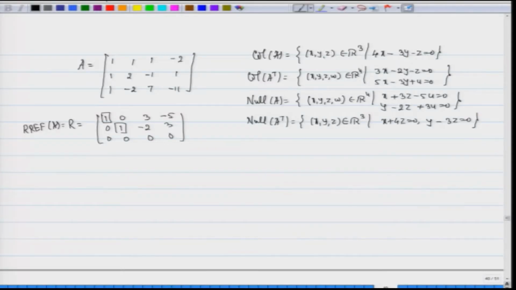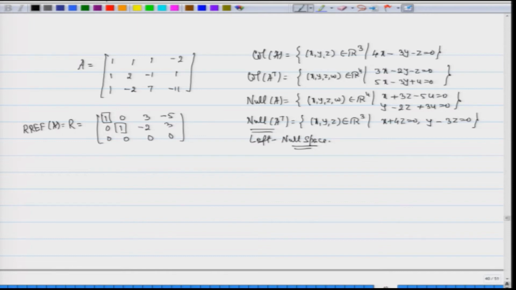All right, so let us go back to the previous example in the last class. I have just written them down. I had the matrix A, I had computed the RREF of A, and then got the column space of A, the row space of A, which was the column space of A transpose, the null space of A, and the null space of A transpose, which was the same as the left null space. Fine. So I would like you to understand them somehow.